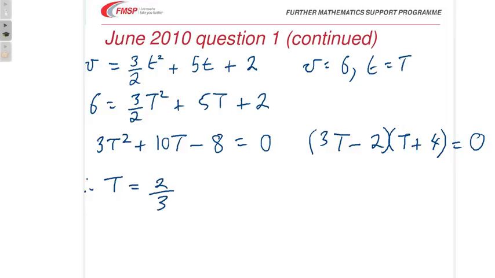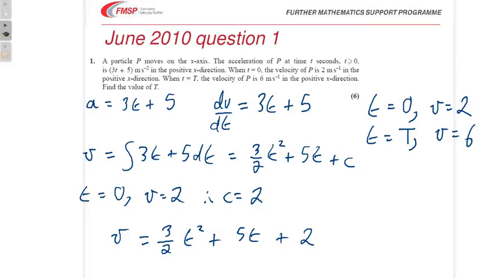And that's it done. So the marks for that question, just going back to the first part. For this first part, there was an M1 mark for writing dv by dt is 3t plus 5 and attempting to integrate it, and an A1 and a B1 here. 3 marks out of 6 for the first part.